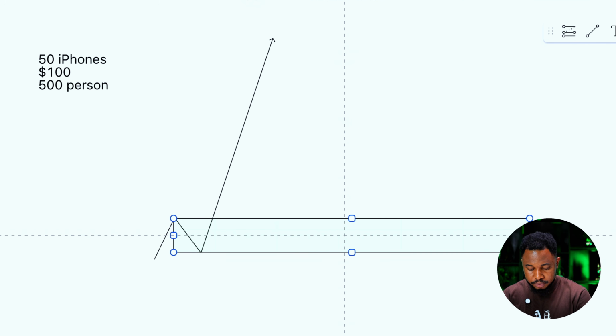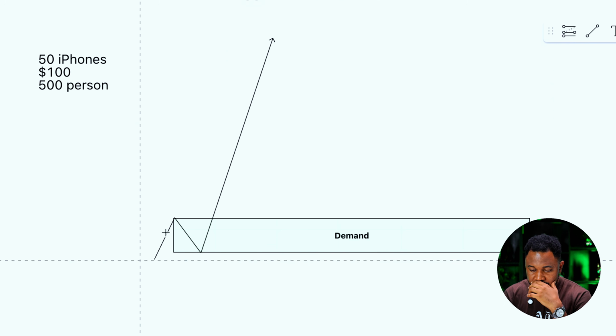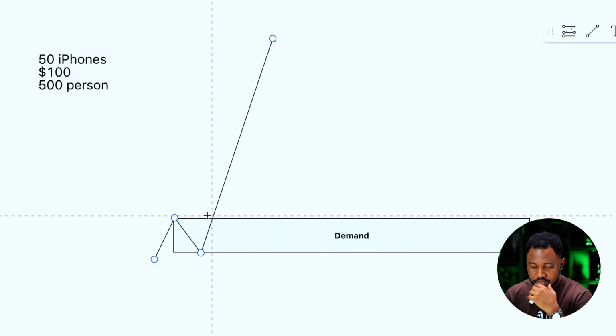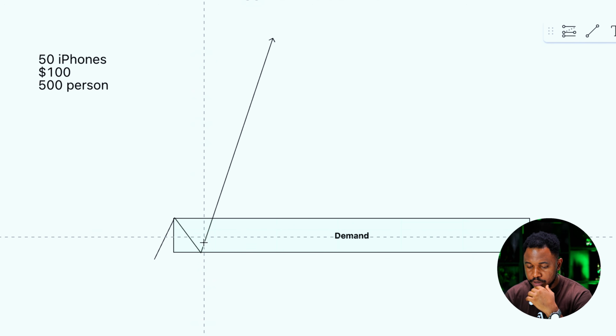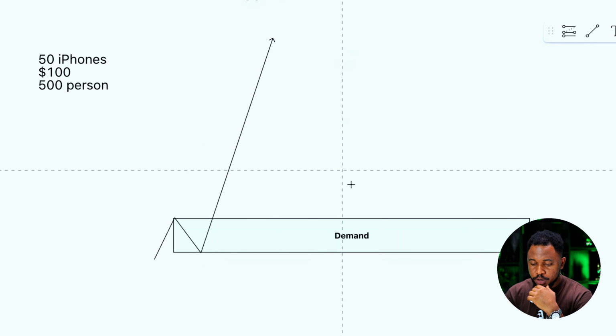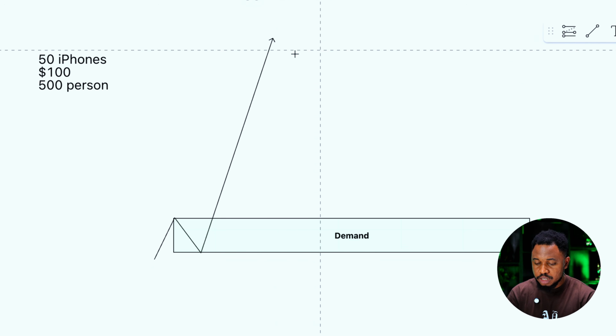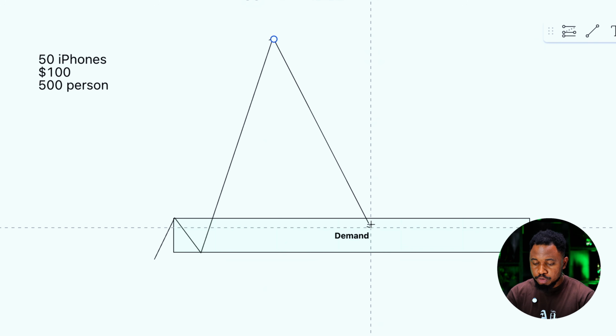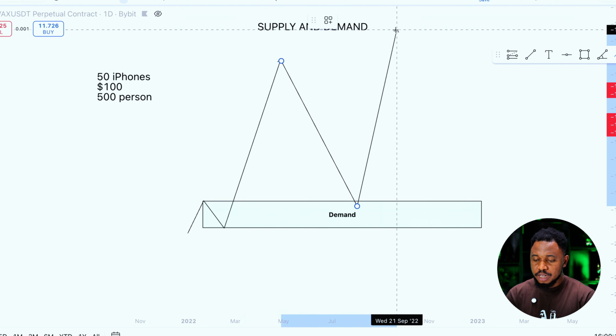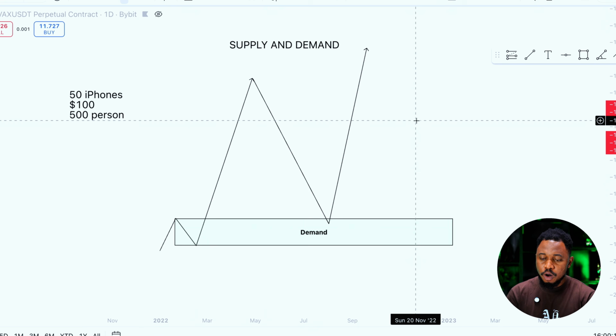Now why is this the area of demand? This is because some of the persons that missed out on buying when the price was around this area would most likely be waiting for it to come down, because they probably think the price is too expensive at this top. So the moment they see a retracement to this region, you see these people start buying up instantly, and then we see the price going up automatically.